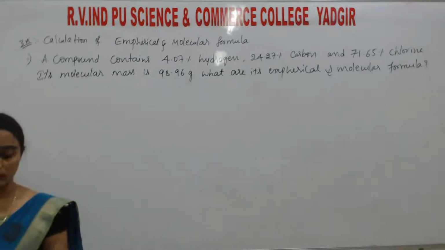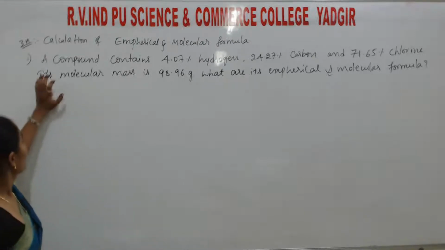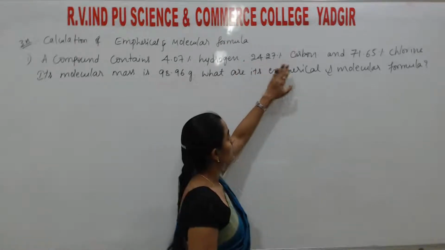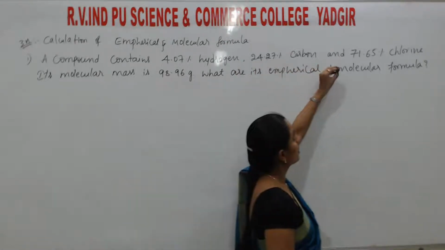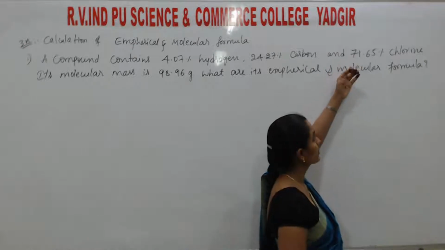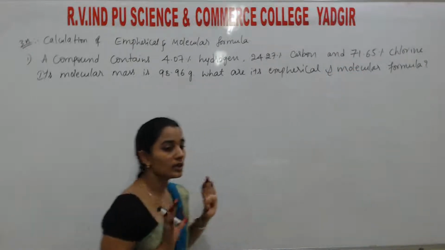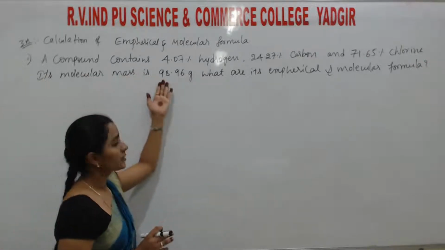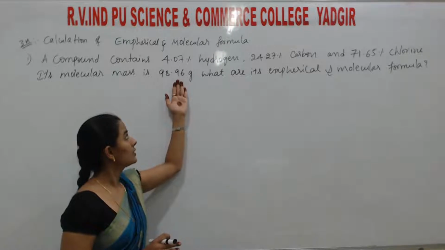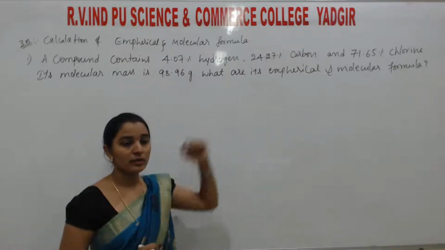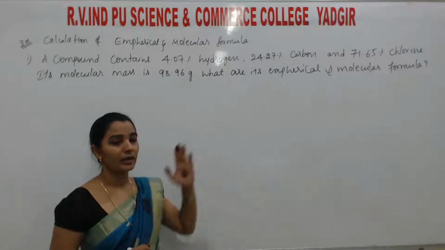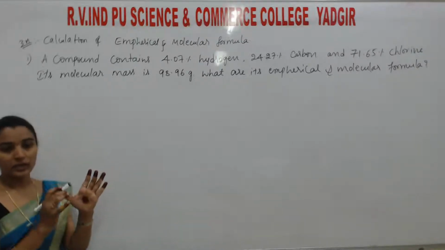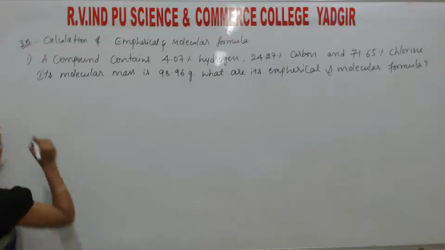Okay, what is it? A compound contains 4.07% hydrogen, 24.27% carbon, and 71.65% chlorine. So in that, students, the molecular mass is given, that is 98.96. What is its empirical formula and molecular formula? So there are some rules, as I told you in the last class. Okay, first I'll write that, then you understand.